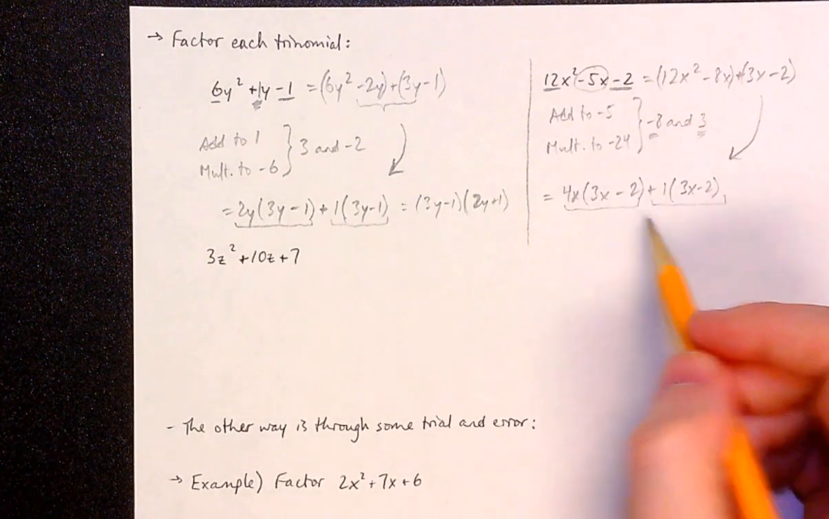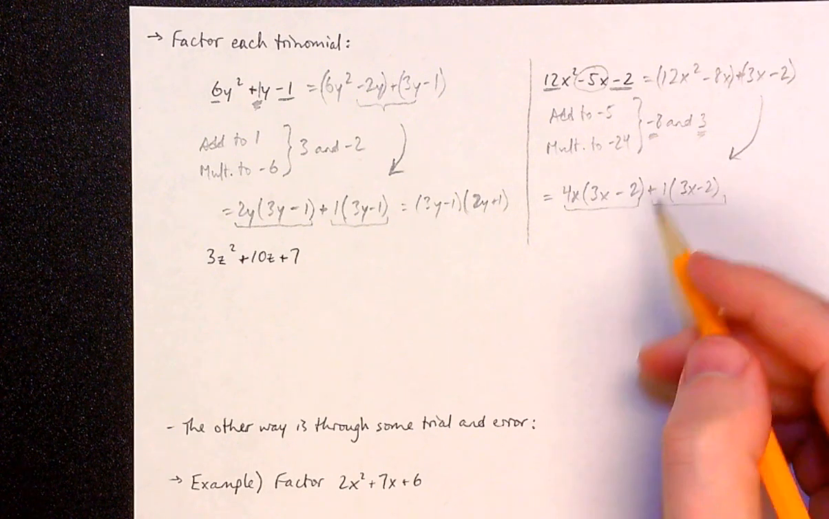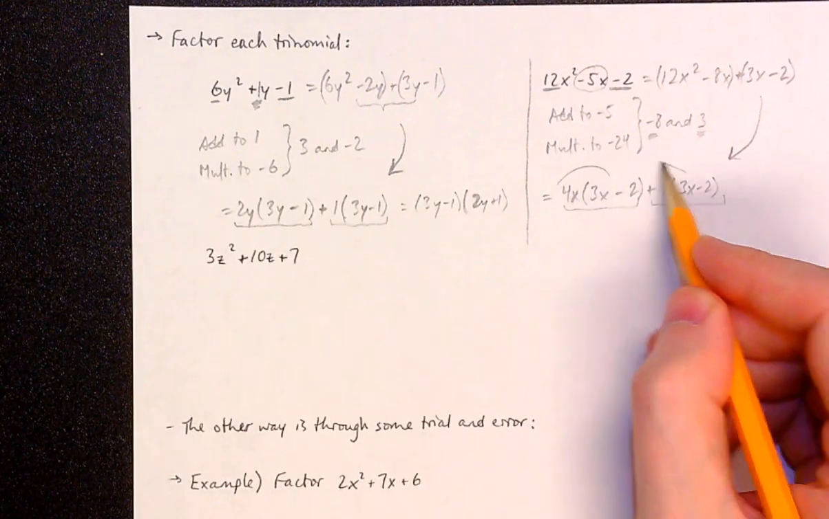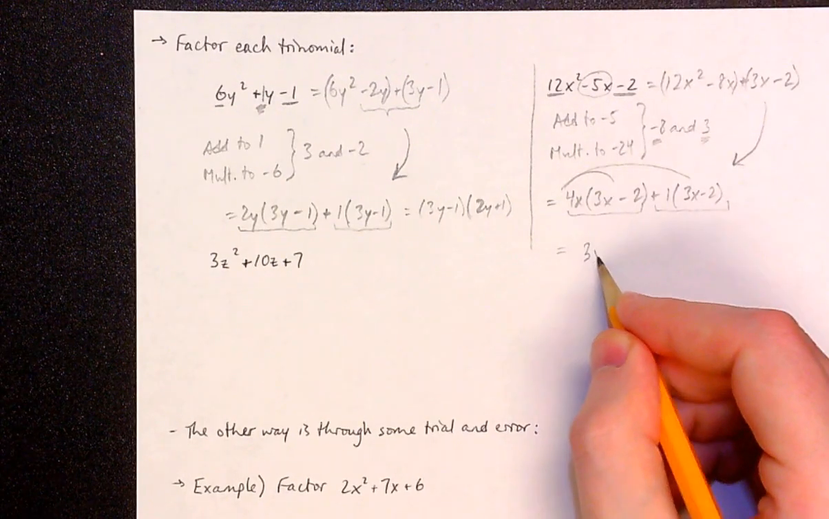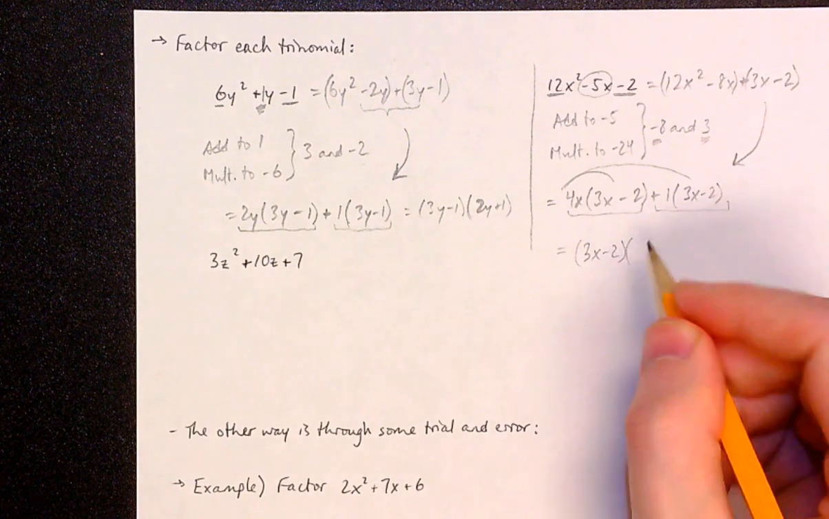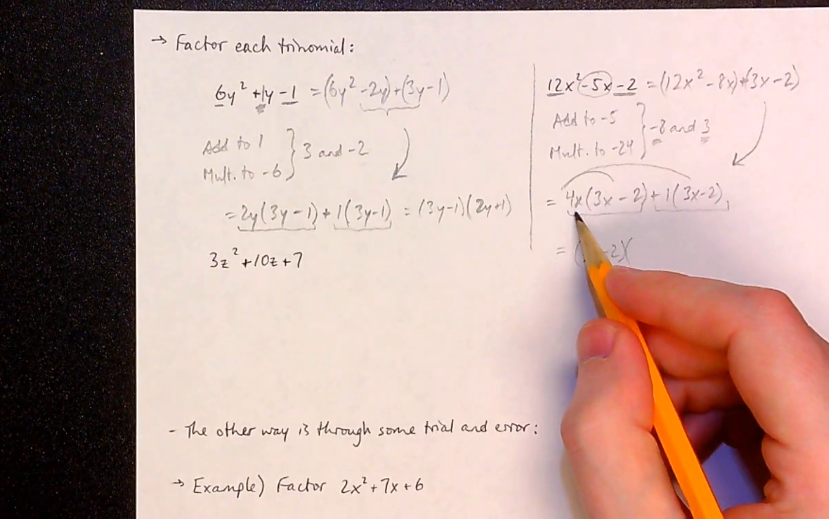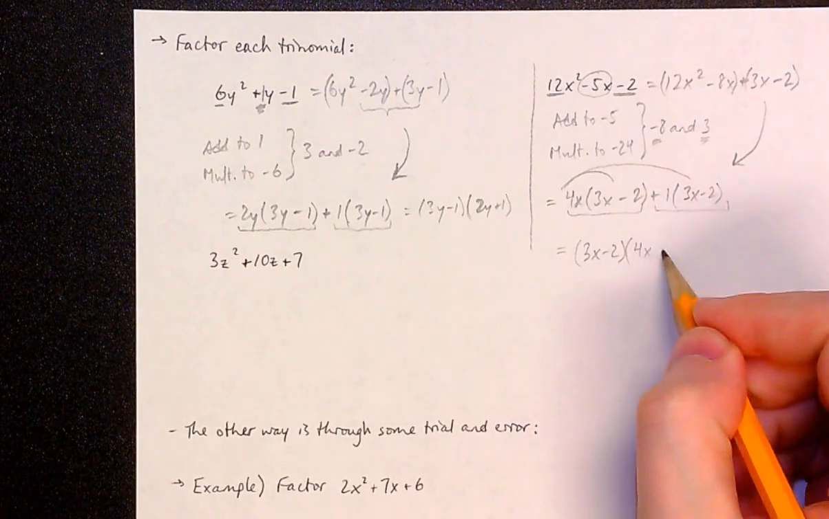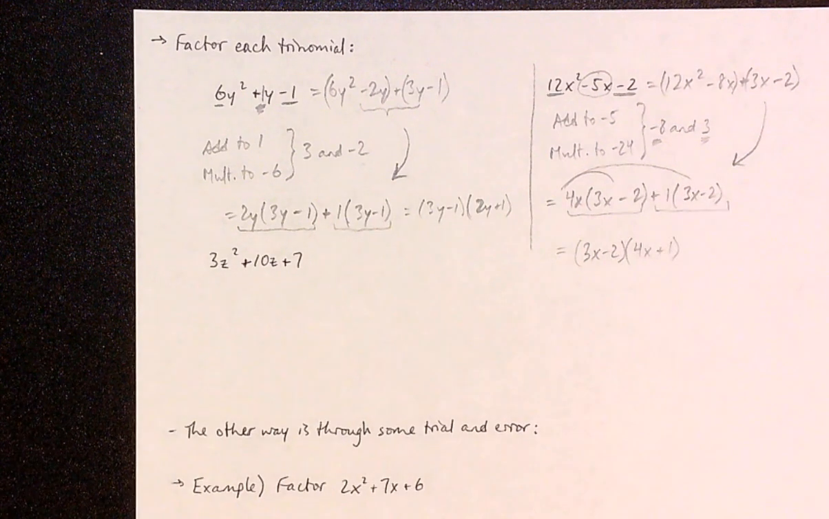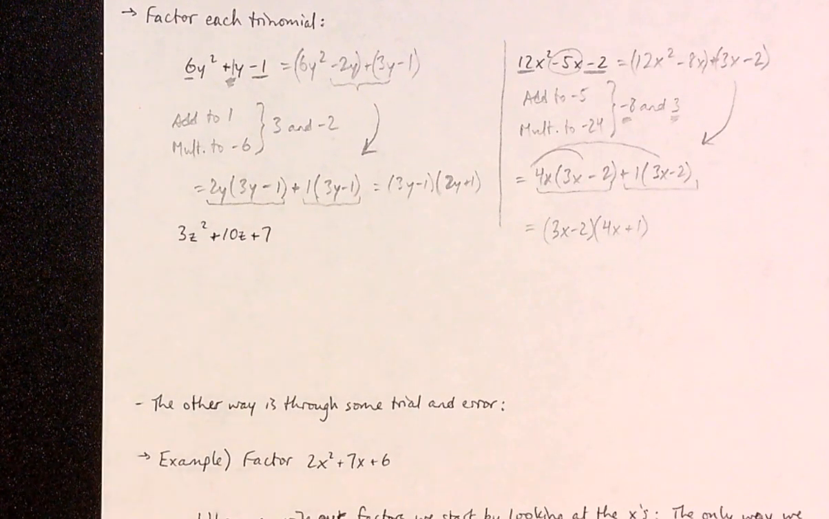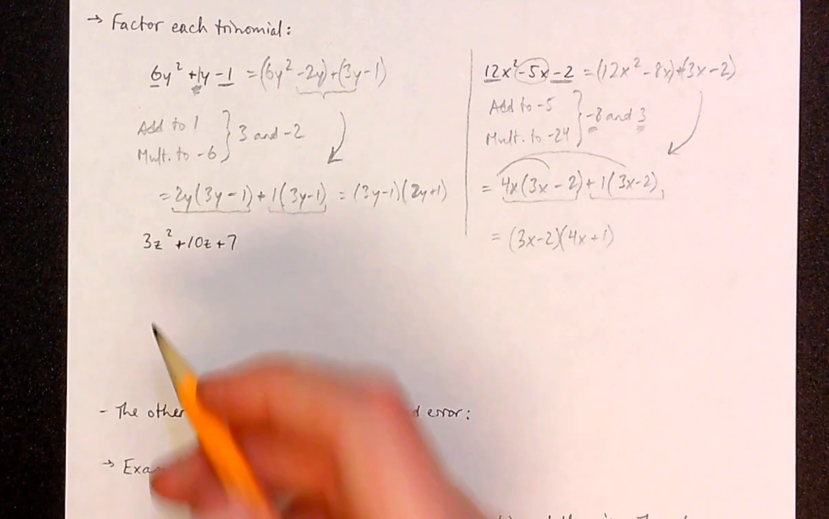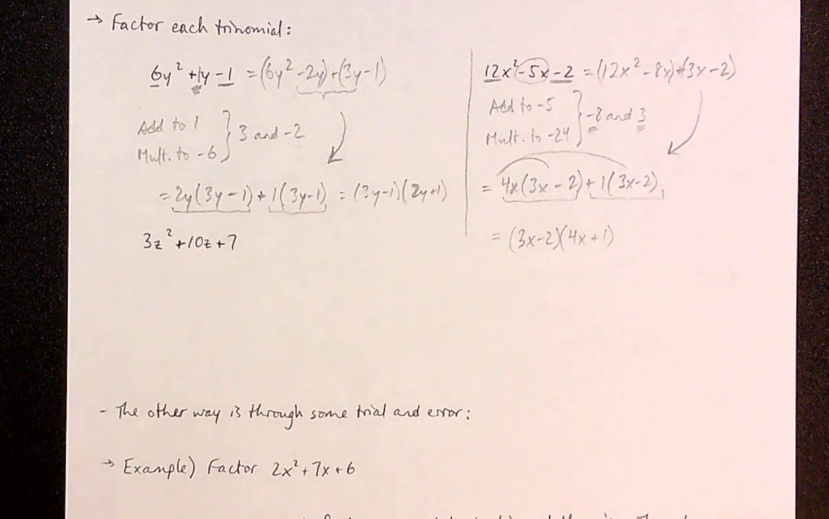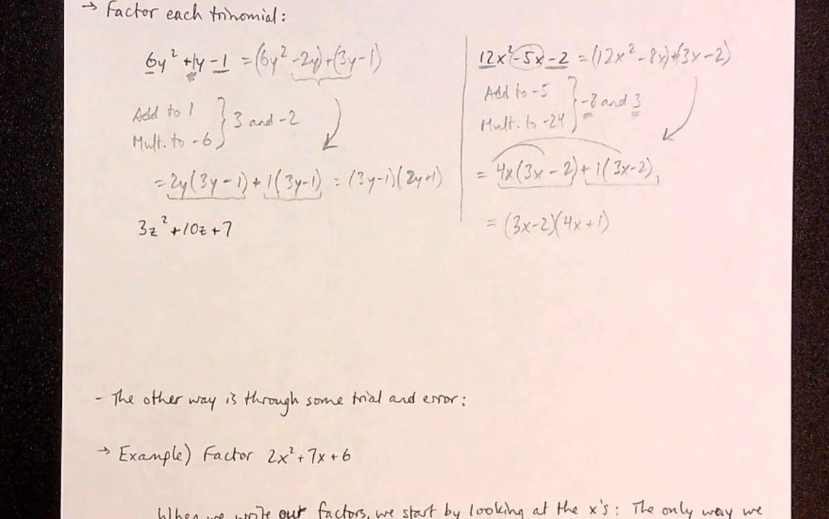Two terms there. Common factor, the 3x minus 2. Pull out that common factor, 3x minus 2 times, what do we have left over? 4x plus 1. And there you go. So guys, as I said, I'll let you try that third one on your own. And we will stop this video right here.